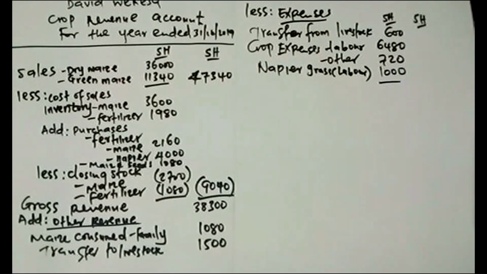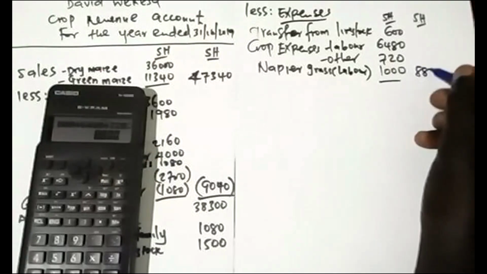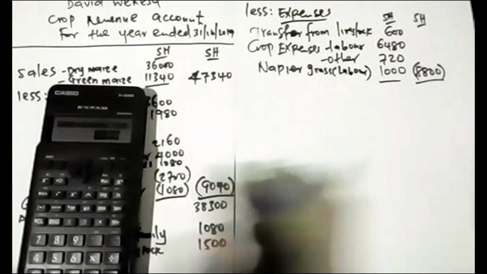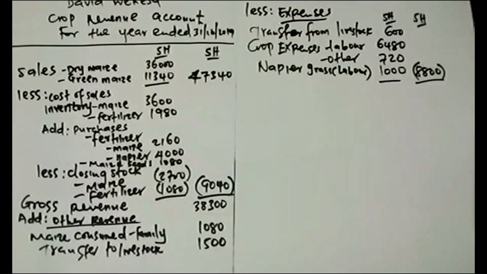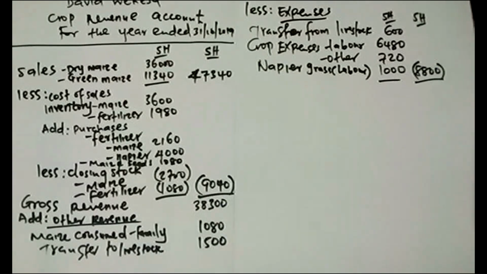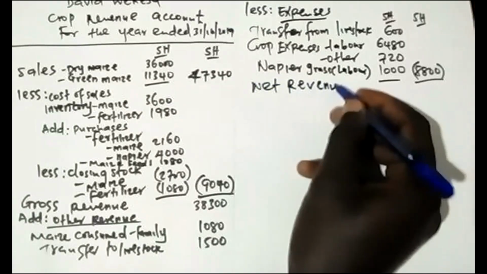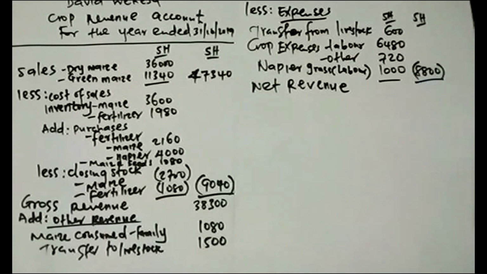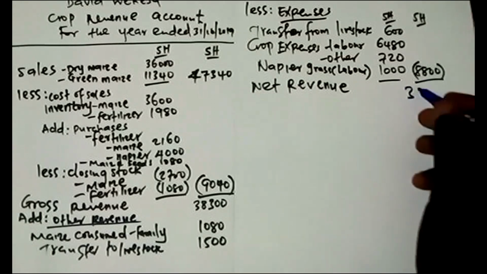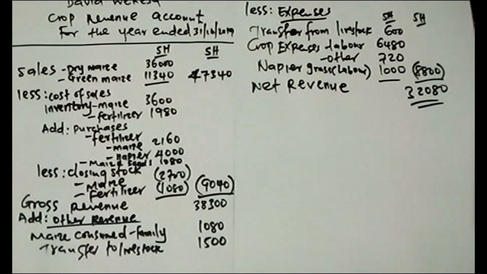So you can add the expenses. 600 plus 6480 plus 720 plus 1,000. I'm getting 8,800. So I'm supposed to subtract from what I'm getting after the computation up there. So 38,300 plus the 1080 and 1,500 gives 40,880. Then the final answer after you subtract the expenses, the 8,800, so the net revenue is 32,080. That is correct.